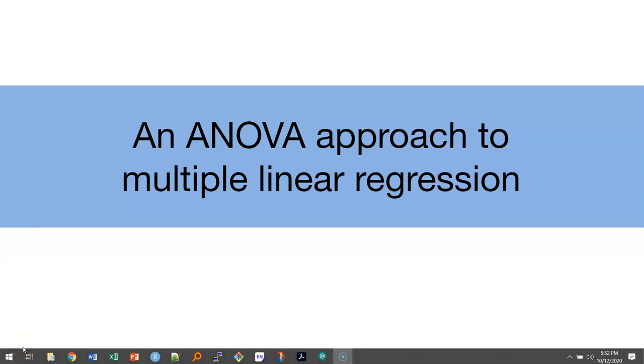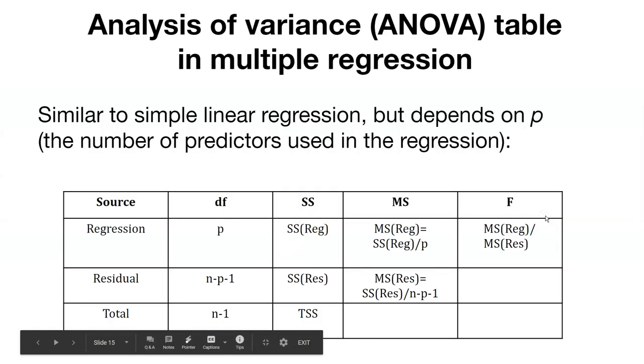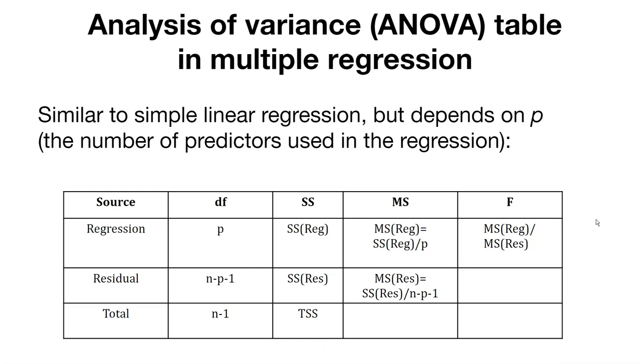Just like we use the analysis of variance table to help us understand what variability is being explained by the model in simple linear regression, we could use that ANOVA table again in multiple linear regression to understand more about the variability in our regression. And so here's an ANOVA table that we could use for multiple linear regression. We can use it to partition the variance.